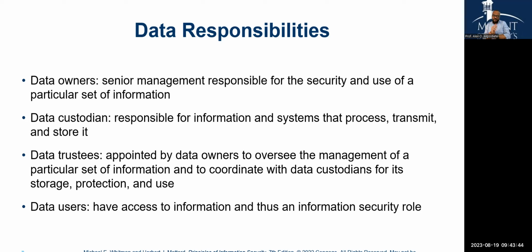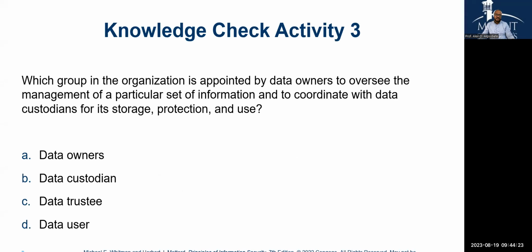And the trustees are appointed by the data owners to oversee the management of a particular set of information, right? And they coordinate with the data custodians on top for storage, protection, and use. And of course, the data users have access to the information, and they are thought of as an information security role because they're using information. So now, if you issue a subpoena for data, you need to know who gets the subpoena. For those who do not know the word subpoena, it means a court document saying, I need this information, right? All right, that would be a subpoena, or you hear the word subpoena duces tecum, as to bring that information on the person there.